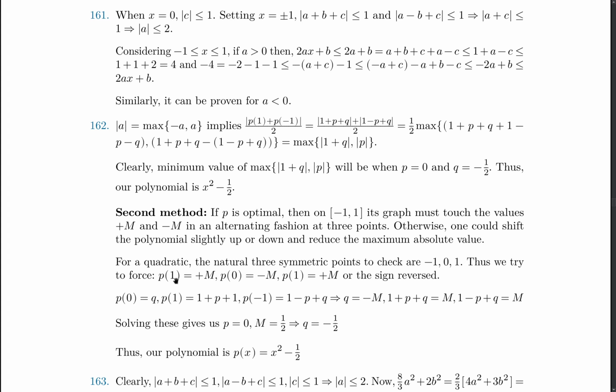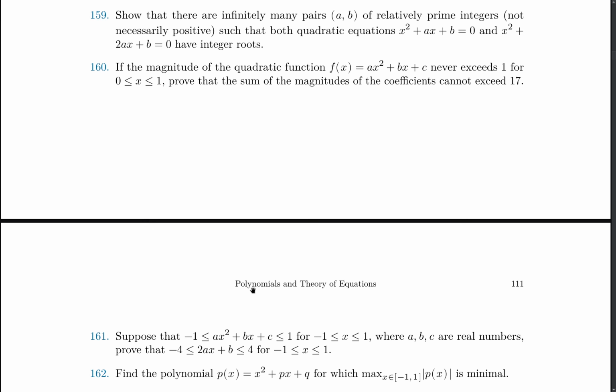So we write the values of those. We try p of 1 equal to plus m, p of 0 equal to minus m, and p of minus 1 equal to plus m. Or you can reverse the sign also, it does not matter. So now p of 0 is q, p of 1 is 1 plus p plus q, this should be q. Okay, it's a typing mistake. And p of minus 1 is 1 minus p plus q. Now you solve this, you will get p equal to 0, m equal to half, q equal to minus half. So the polynomial is x square minus half. So in 162 we have a typing mistake. 163 we see.